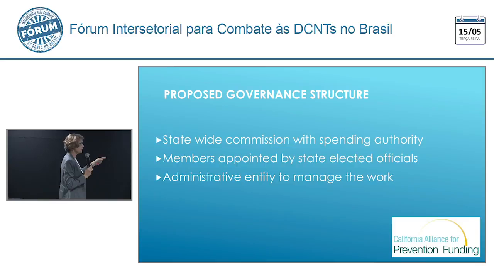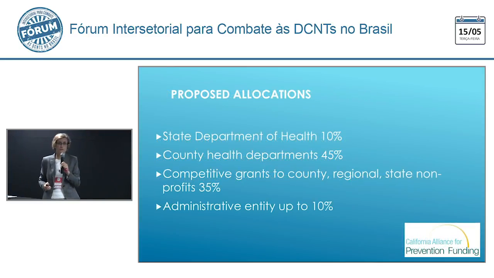And so members would be appointed by elected officials, and we would have various descriptions of appointments. So we need a medical doctor, we need a public health professional, we need someone who has experience in tobacco, we need someone who has experience in community mobilization, various seats that people could sit on. And there'd need to be an administrative entity to manage the work. And here's how we propose to allocate the funds in the trust.